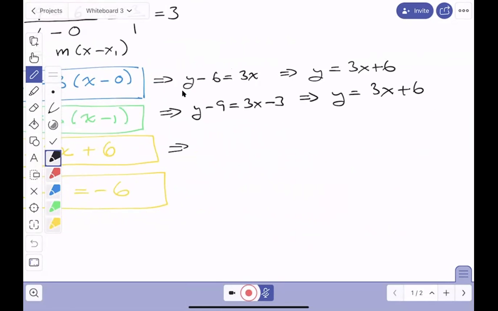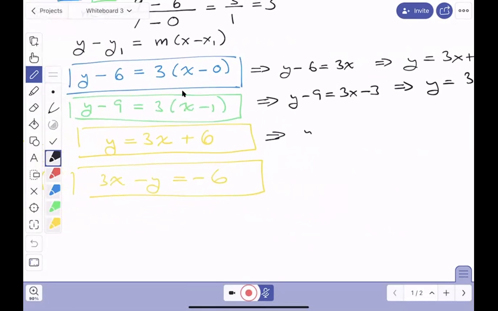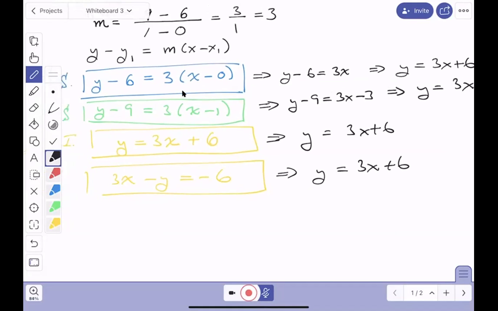What's this guy over here? Well, let's look at it. It's y equals 3x plus 6. They're all the same equation. What's this guy over here? Well, if we solve for y, you would get y equals 3x plus 6. They're all the same. Let's go to my key, though.